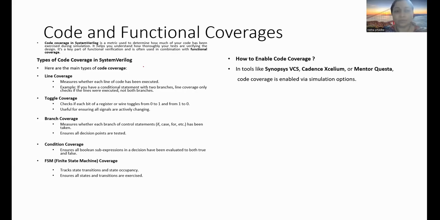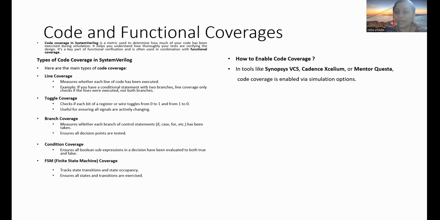Now, there are various types of code coverage. One basic type you should know is line coverage, which measures whether each line of code has been executed. For example, if you have a conditional statement with two branches, line coverage only checks whether the lines were executed, not both branches. Next is toggle coverage, which checks if each bit of a register or wire toggles from 0 to 1 and from 1 to 0. It's useful for ensuring all signals are actively changing.